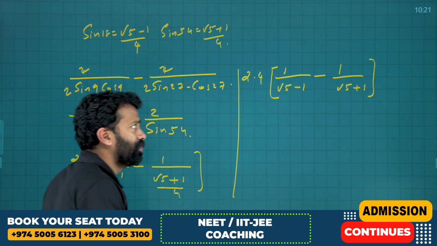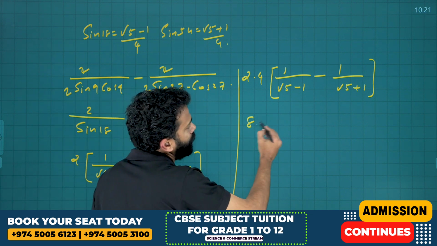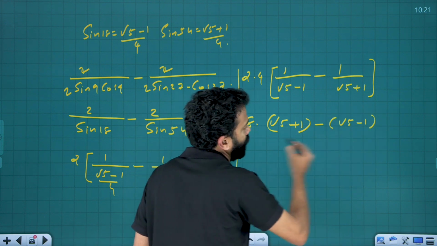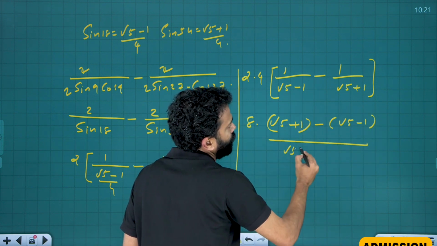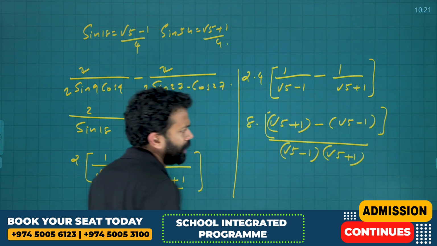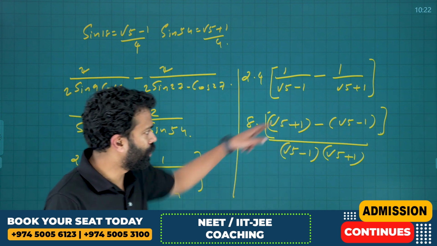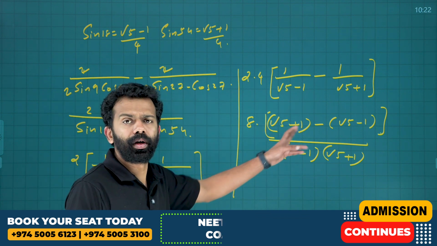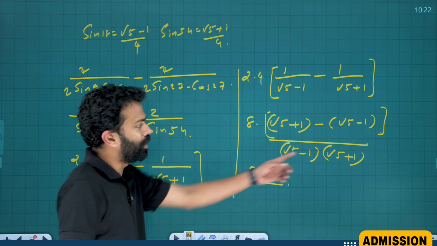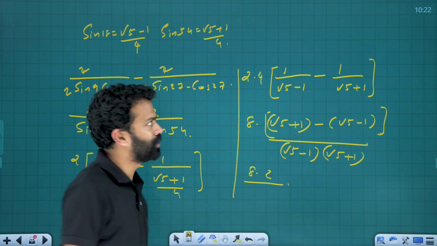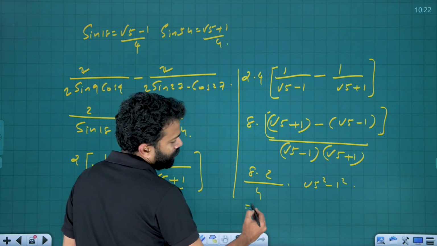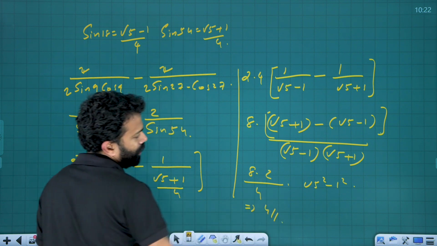Just cross multiply, simplify, you will get the final answer. Therefore, it becomes 8 into root 5 plus 1 minus root 5 minus 1 divided by root 5 minus 1 into root 5 plus 1. So what is root 5 plus 1 minus root 5 minus 1? Root 5 and root 5 got cancelled. And what is 1 minus minus 1? That is 2. That is, it becomes 8 into 2 divided by, what is a plus b into a minus b? That is a square minus b square. Therefore, this becomes root 5 square minus 1 square. That is 4, right? Therefore, 16 by 4 is 4. 4 is the final answer for this one.